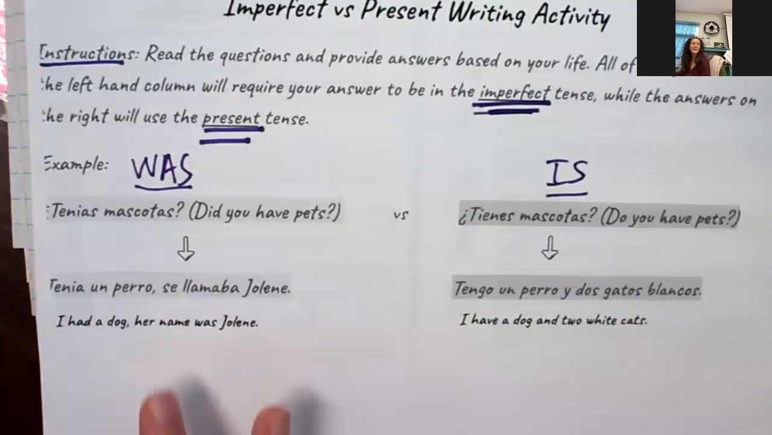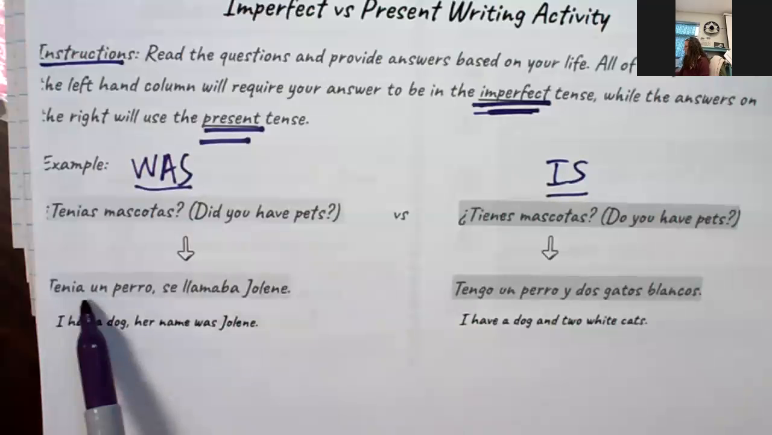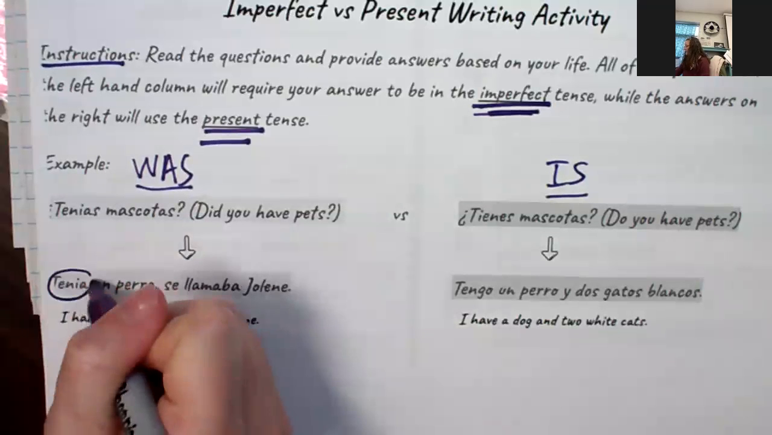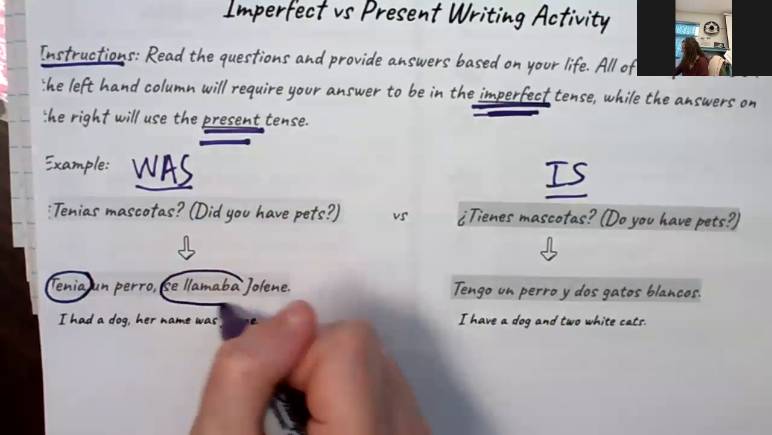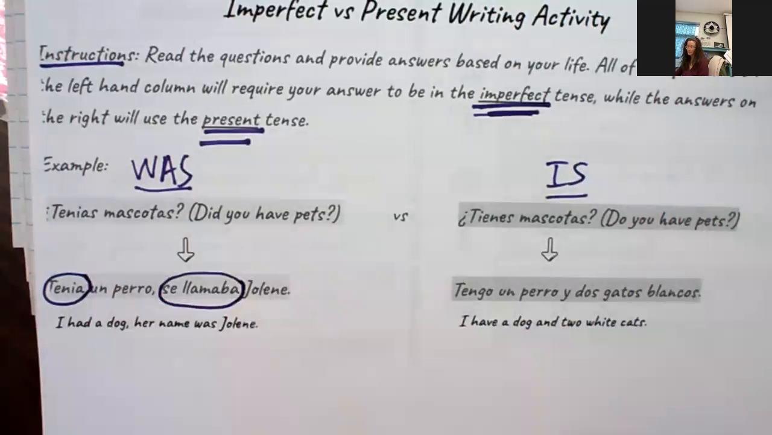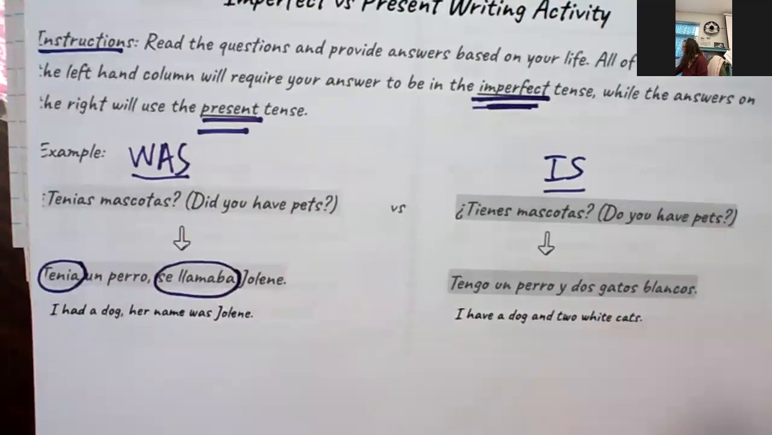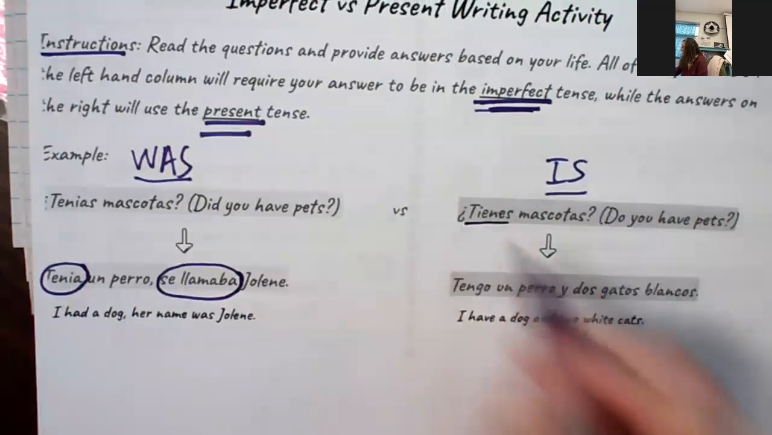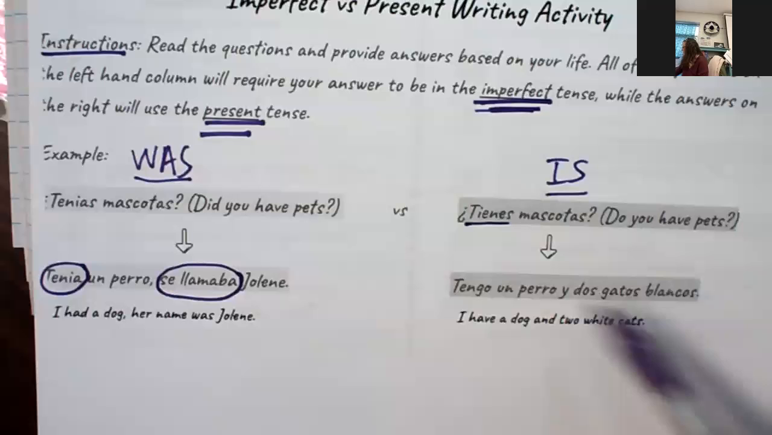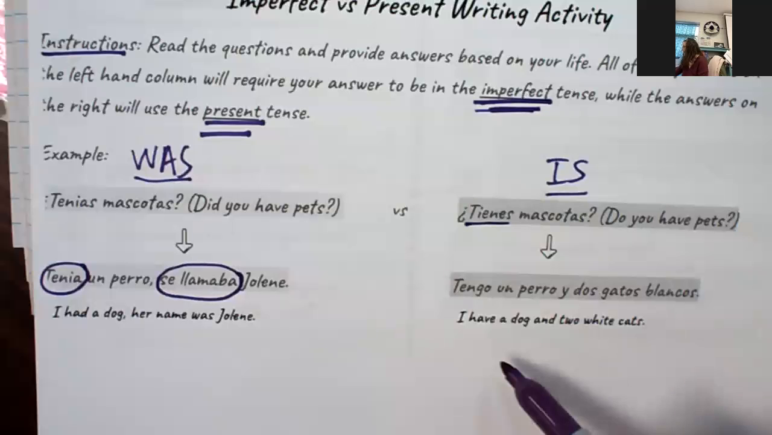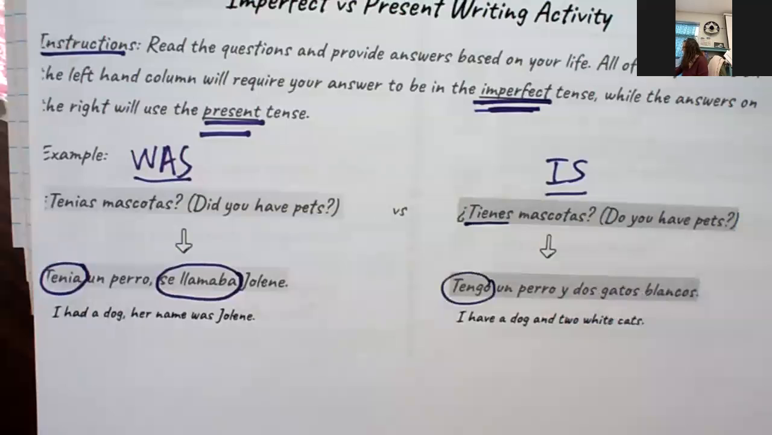So the question, ¿tenías mascotas? Did you have pets? The example says, tenía un perro, se llamaba Jolene. So I had a dog. That's in the imperfect. And then se llamaba is a reflexive verb in the imperfect. I had a dog. Her name was Jolene. And then in the present tense, we have ¿tienes mascotas? Do you have pets now? It says, tengo un perro y dos gatos blancos. I have a dog and 2 white cats.